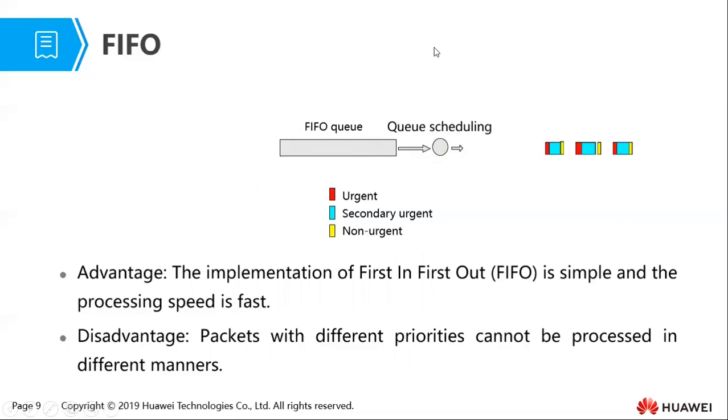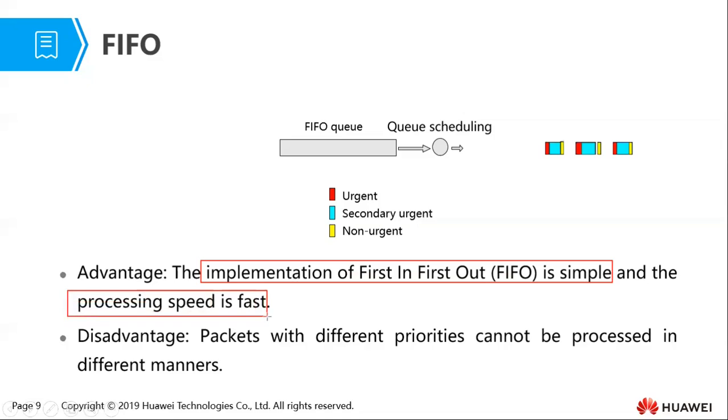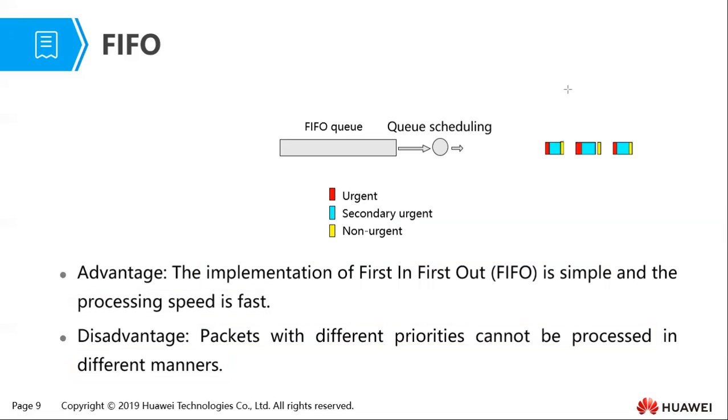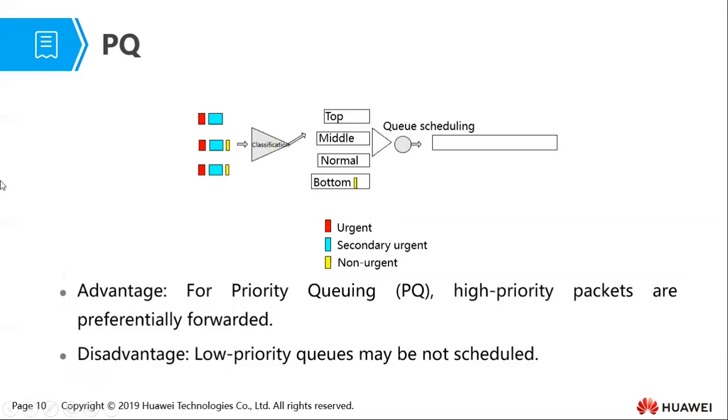Now, the advantage of this kind of scheduling is that the implementation is simple and it does not require a lot of processing. Therefore, the processing speed is fast. The disadvantage, of course, is that packets with different priorities cannot be processed in different manners. So this is not very friendly to delay-sensitive real-time applications such as voice and video.